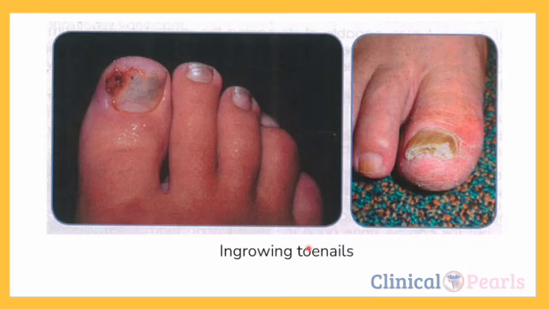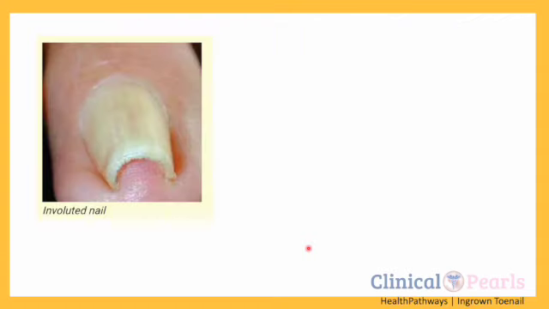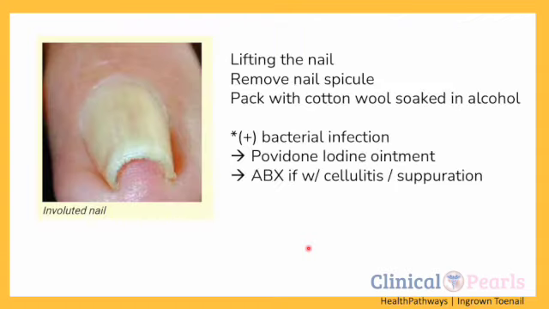This is ingrowing toenails, for the management of which, first you have to lift the nail, remove the nail spicule, pack with cotton wool soaked in alcohol, and if there's the presence of bacterial infection, then you can apply povidone iodine ointment or antibiotics if with cellulitis or suppuration.